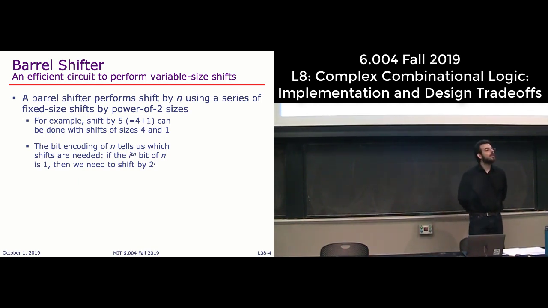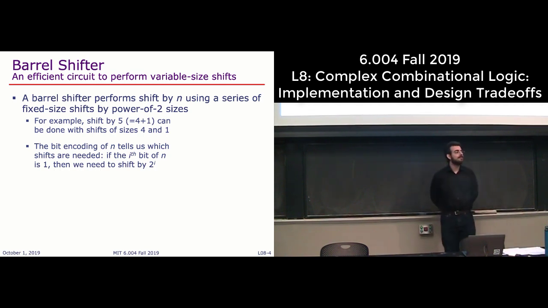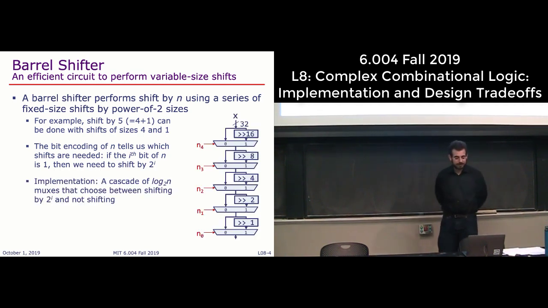Okay, so how do we translate this insight into hardware? Well, just do a sequence or a cascade of multiplexers. And in each of these steps, basically we're selecting whether we want to not shift or shift by a power of 2. And the value that we're going to use to select whether we want to shift or not is the ith bit, right? So the ith bit of the n variable, the n argument.